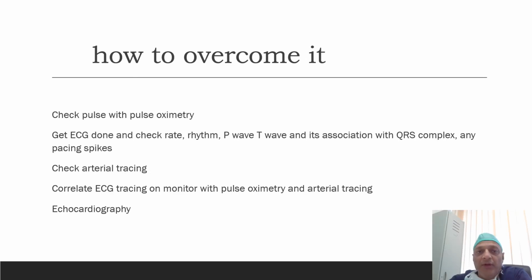So what to do when you encounter such issues and how can we overcome them? Always check pulse with the pulse oximetry and correlate it with the heartbeat. Get an ECG done and see rate, rhythm, P wave and T wave in its association with the QRS complex. Look for any pacing spikes in the ECG. Check the patient's arterial tracing and correlate the ECG tracing on the monitor with the pulse oximetry and arterial tracing and look for any abnormality. If required, do echocardiography of the patient.